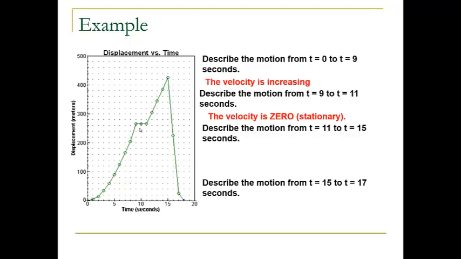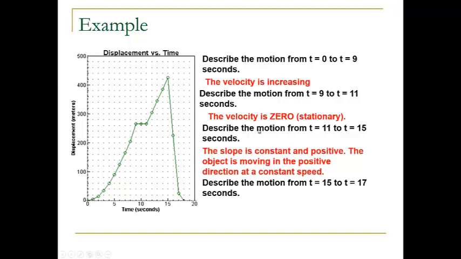Then from 11 to 15 seconds, again, you're looking at that slope. You'll notice the slope is constant and positive. Your slope isn't changing there, so that means you're moving at a constant speed, or constant velocity. In this case, you could say constant velocity or constant speed because your direction is in the positive direction. Your slope's not changing, so you're moving at a constant rate. So this is cruise control.